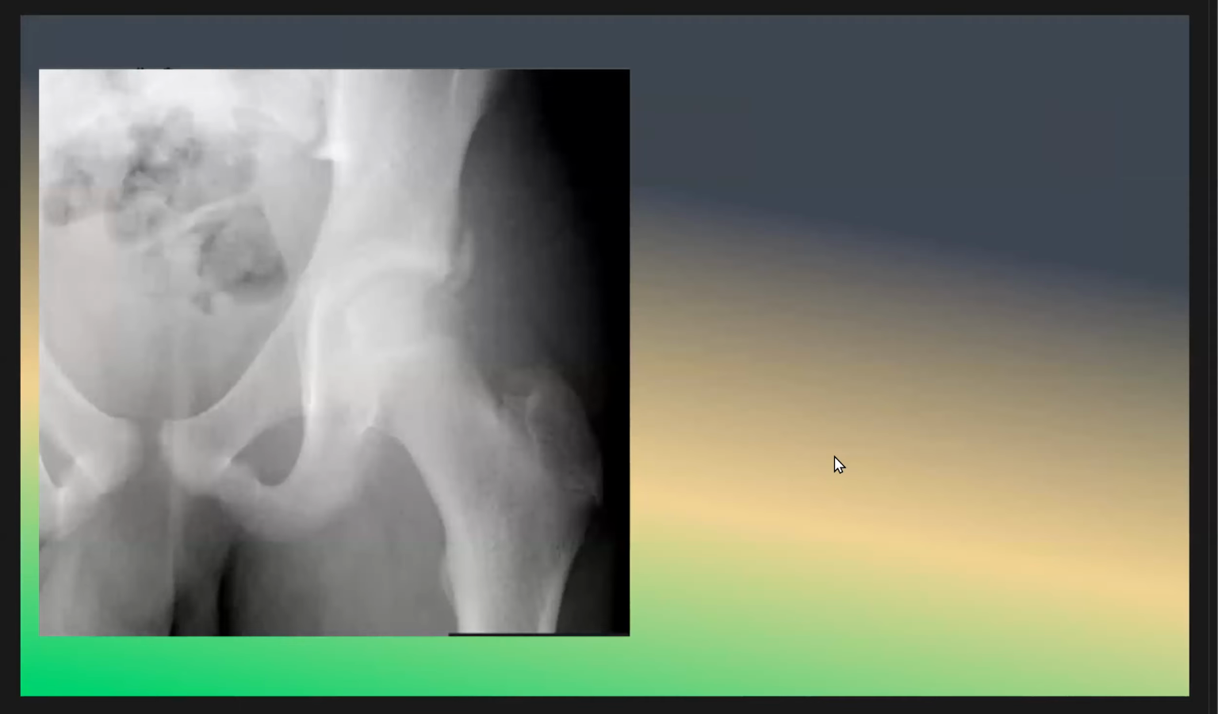What do you think the patient has? This is a 16-year-old patient after playing soccer. What do you think the patient has? We have an avulsion fracture here from the anterior inferior iliac spine. Which muscle is attached here? It is the rectus femoris muscle. Rectus femoris and anterior inferior iliac spine avulsion fracture.